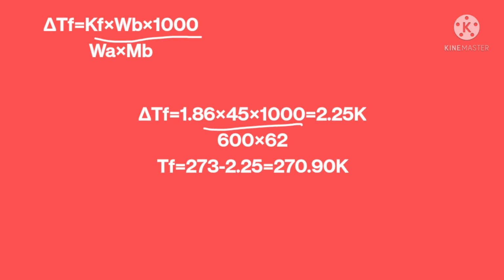So putting the values, Kf 1.86, Wb 45 upon Wa 600 into molar mass of ethylene glycol 62, we get the answer 2.25 Kelvin. So freezing point will be 273 minus 2.25 is equal to 270.75 Kelvin.